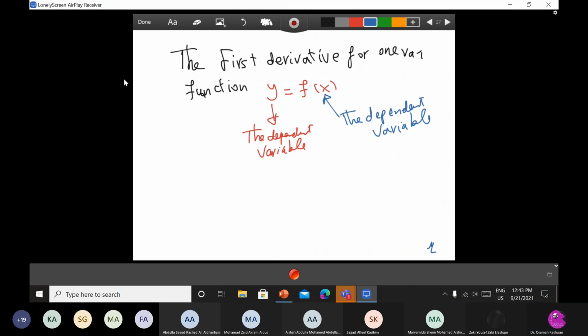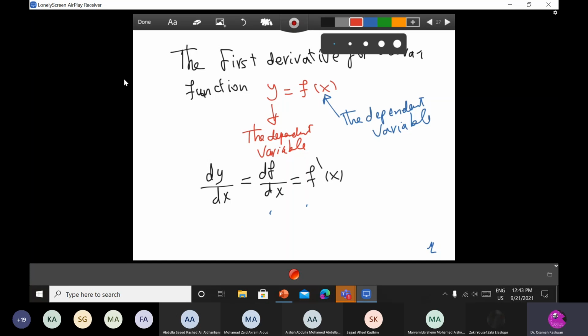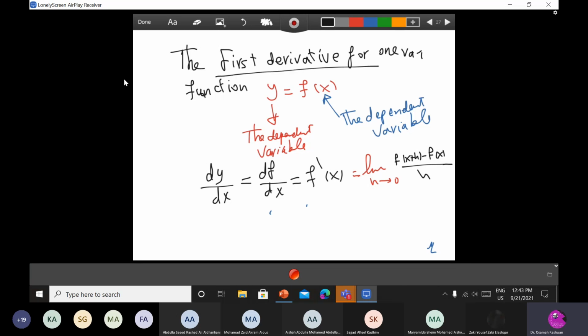Okay. Now we have the definition of the first derivative dy by dx, or sometimes they call it df by dx, or it is easier to write it f dash of x, the same notation. What is the definition? It is the limit when h tends to 0 for your function after you move away from x by the distance h, over h. Do you think all the time we will go for this one? We call it the first derivative.